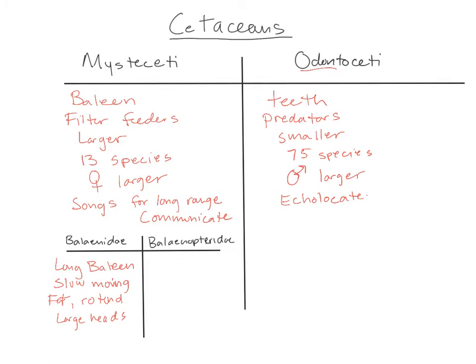The Balaenopteridae have very short baleen, and relatively speaking are faster. And are more lean, right? They are more long and slender. And they have smaller heads. And they also have gular folds on their neck.